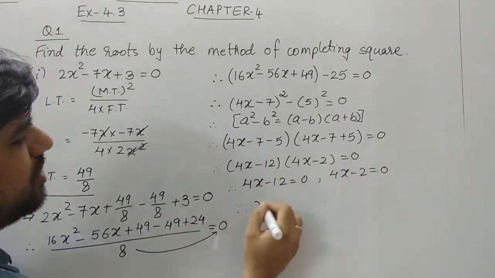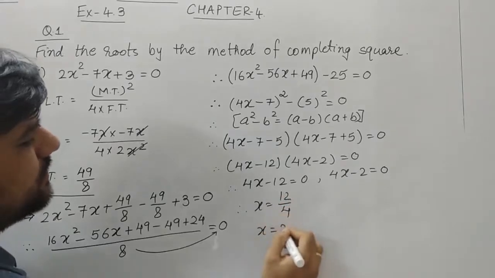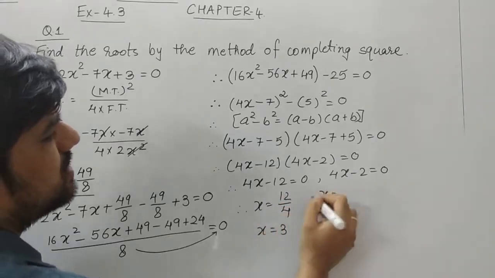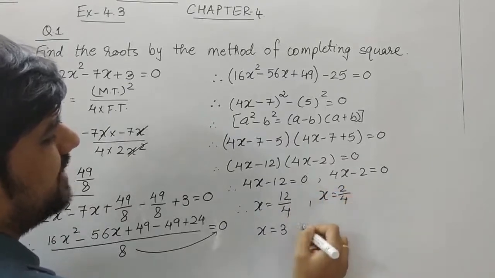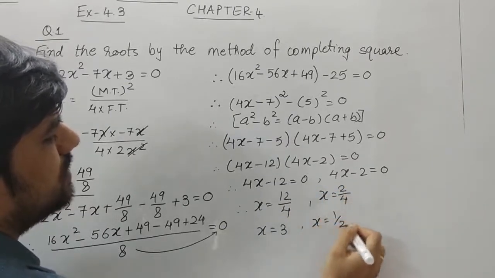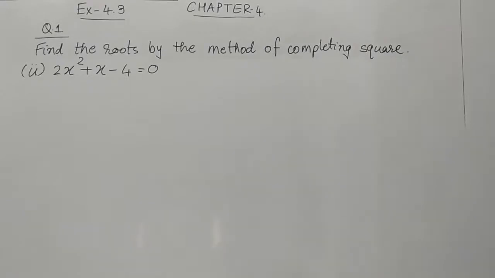So we can say the value of x is 12 by 4. So x is 3, and x is equal to 2 by 4, so the value of x is 1 by 2. So these are the two roots, 3 and 1 by 2, which we obtained by the method of perfect square, or we can say the completing square method. Let us see one more question.